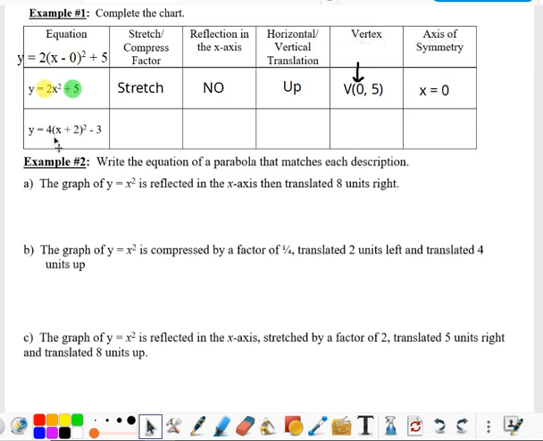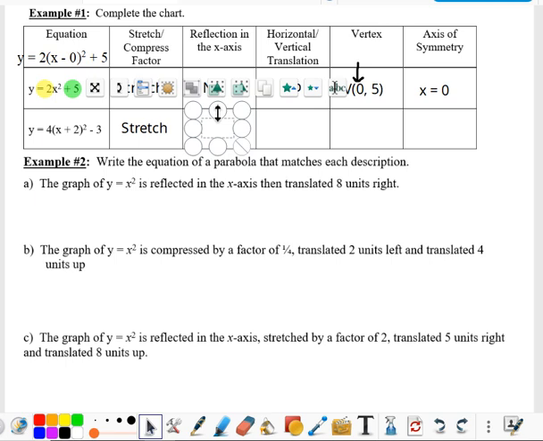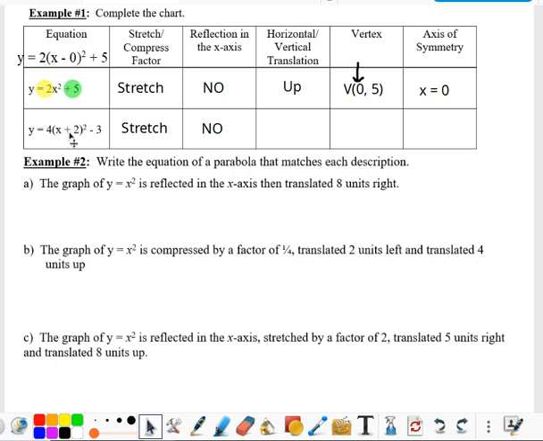Next one here, we have y equals 4(x plus 2) squared minus 3. Now, looking at the a value, is there a stretch? Yeah, a value is 4, so it's certainly a stretch. Is there a reflection? No, there's not, because it's not negative. Is there a horizontal or vertical translation? Well, yes, there is. There is a horizontal, and now it says x plus 2.